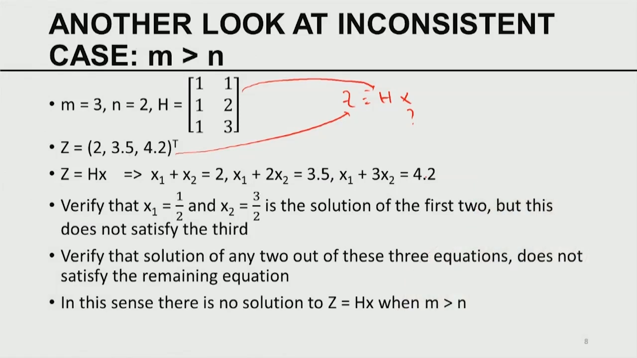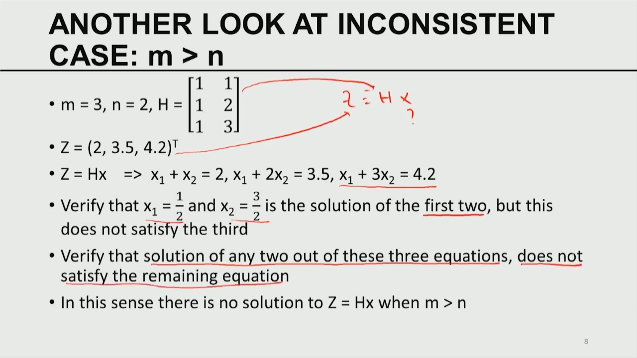So let us consider the first two equations. I have two equations, two unknowns. If I solve the two, I get x1 is equal to 1/2, x2 is equal to 3/2. But this solution of the first two clearly does not satisfy the third one. If you take any subset of two equations, solve them and substitute into the third, it is not satisfied. This is true whether you solve 1 and 2, 1 and 3, or 2 and 3. Verify that the solution of any two of these three equations does not satisfy the remaining equation.